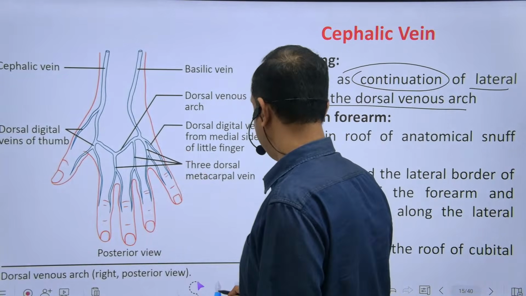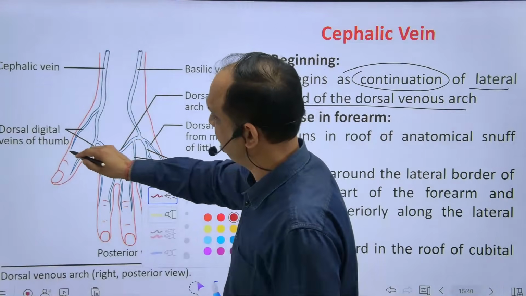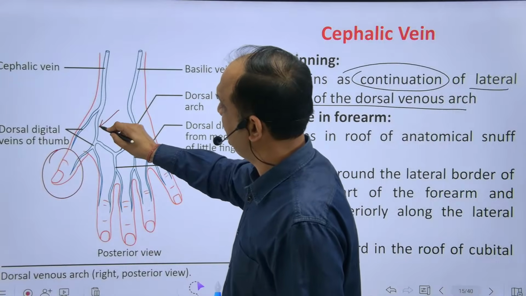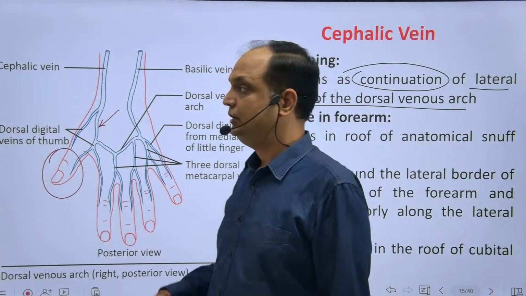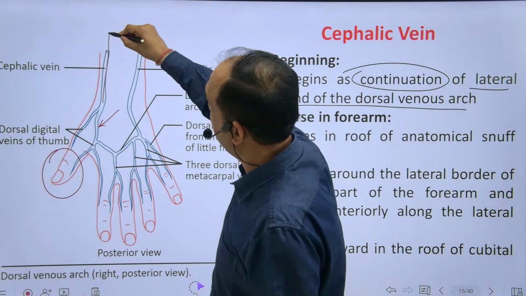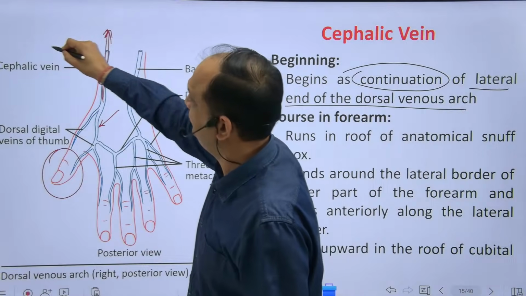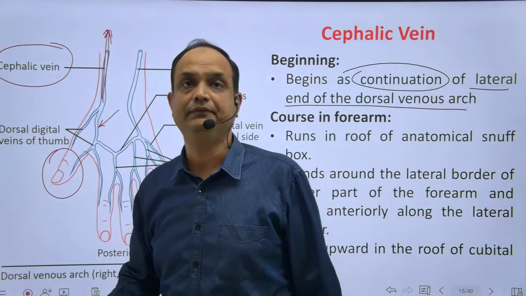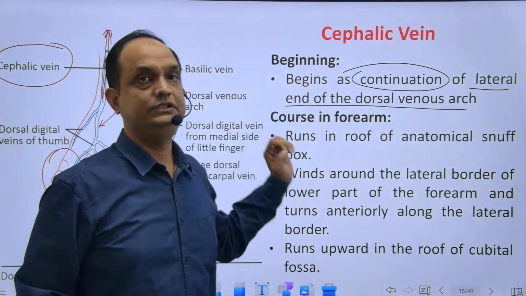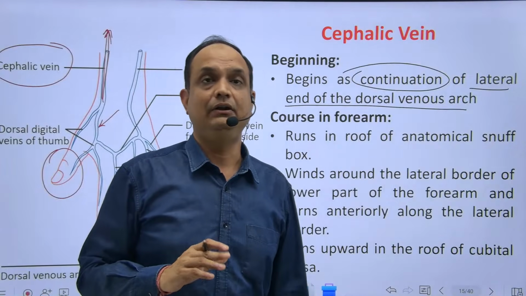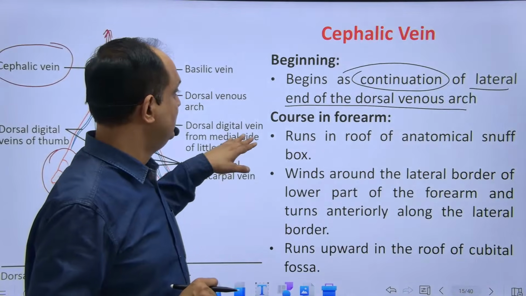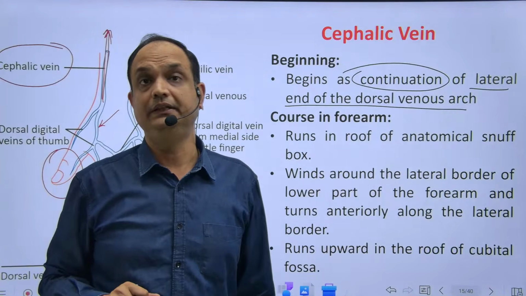Now in this diagram, what you are able to understand is that this is your thumb. So this will become the lateral end of the dorsal venous arch. Now from this lateral end, you are able to see a vein going upward, known as the cephalic vein. So what is the origin of the cephalic vein? Lateral end of the dorsal venous arch. Now what is the course of the vein in the forearm?